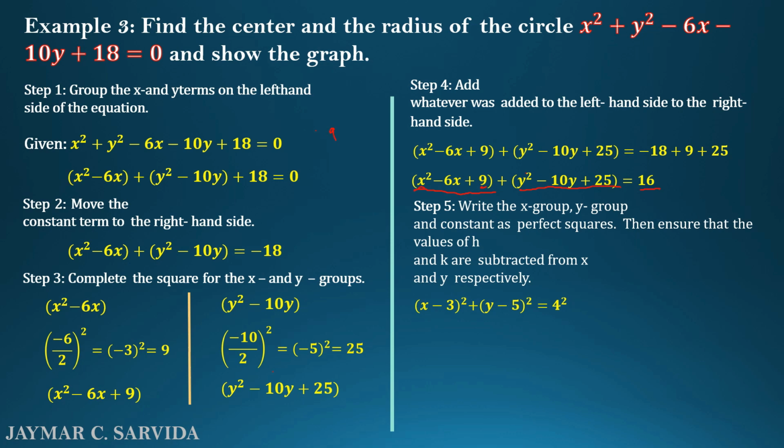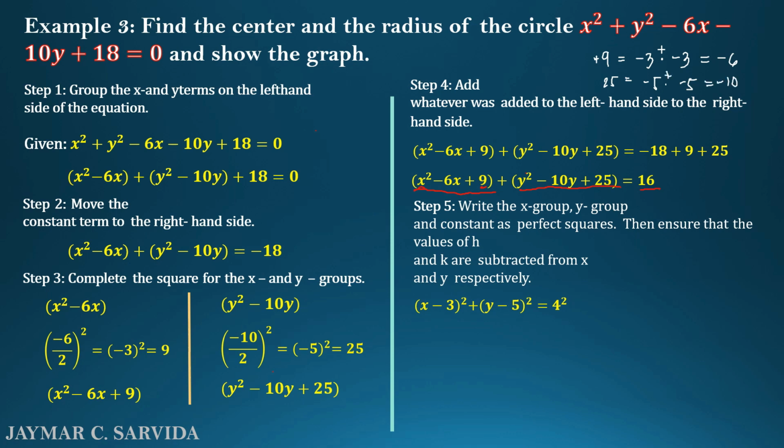So, ano ba yung factors ni 9 na kapag in-add mo, ang sagot ay negative 6? So, the factors of 9 na kapag in-add mo, ang sagot ay negative 6 ay negative 3 times negative 3. Diba? Ito yung sa example natin doon sa last topic natin, diba? So, that is negative 6. Ganon din dito sa y group. Yung 25 naman natin, that is negative 5 times negative 5. At kapag in-add mo yan, ang sagot ay negative 10.